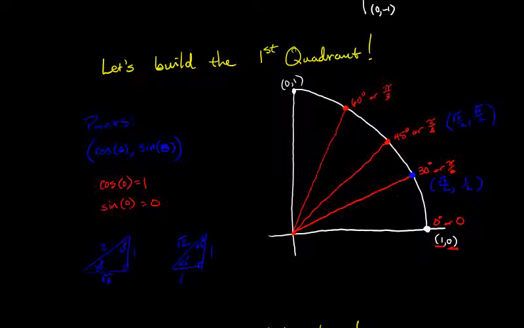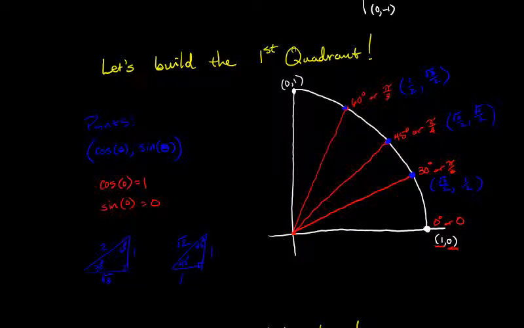Okay? And 60 degrees is pretty easy to get, right? So there's 45, here's 60, because the cosine of 60 degrees is 1/2, and the sine is rad 3 over 2. And if you take a look, that point is just kind of the 30 degree point flipped. And so there's your first quadrant.